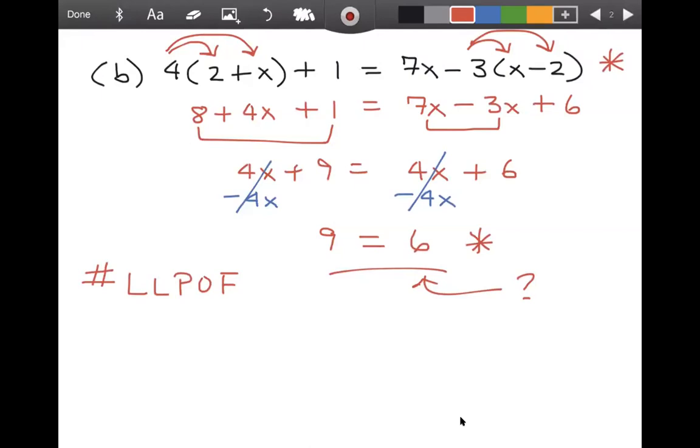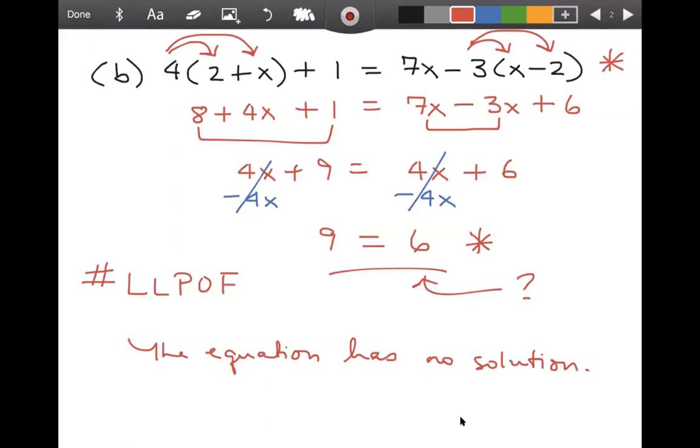All right. But what this means, whenever you get a statement that is never true, like 9 equals 6, that means the equation has no solution. There are no values of x that make this equation true. Okay, so that's how you recognize that kind of equation, because the variable will always completely drop out and will leave you with a false statement, a statement that is never true.